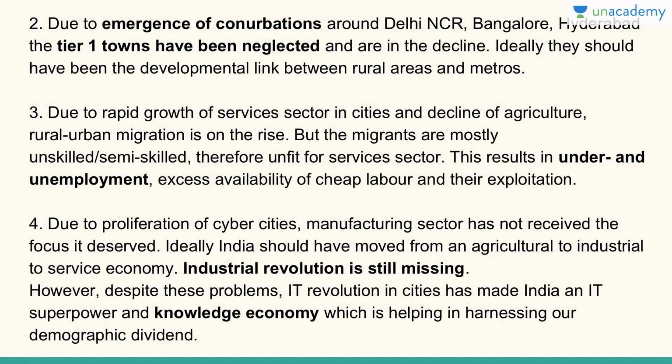And due to the emergence of conurbation around Delhi NCR, the tier 1 towns have been neglected, and due to rapid growth of the service sector in cities and decline of agriculture, the rural-urban divide is on the rise, and this results in rural unemployment, excess availability of cheap labor and their exploitation. And finally, due to proliferation of cyber cities, the manufacturing sector has not received the focus it deserved, and the industrial revolution is still missing. So despite these problems, the IT revolution in India has made India an IT superpower and knowledge economy, which is helping in harnessing our demographic dividend.